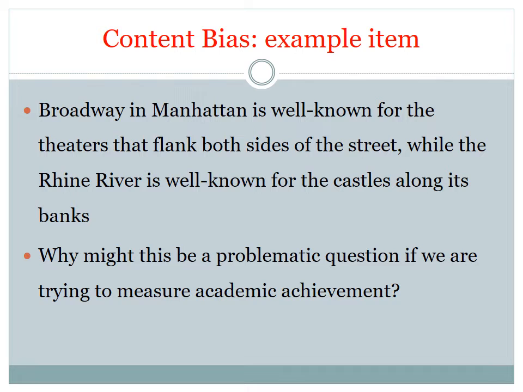Now, why might this be a problematic question if we're trying to measure academic achievement? Well, clearly, there are going to be aspects of knowledge and experience that are not necessarily reflective of intelligence or cognitive abilities. Individuals from certain class backgrounds are going to be more familiar with the layout of Broadway, for example, than individuals from other class backgrounds. If we're trying to assess academic achievement and cognitive ability, how important is it that individuals have knowledge of these specific cultural institutions, such as Broadway?